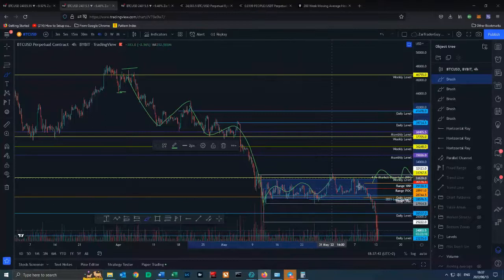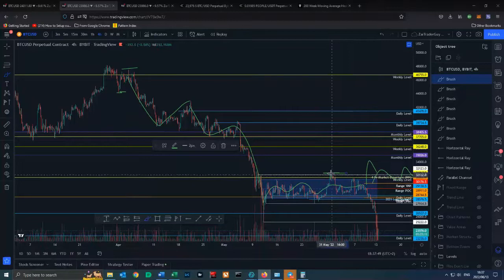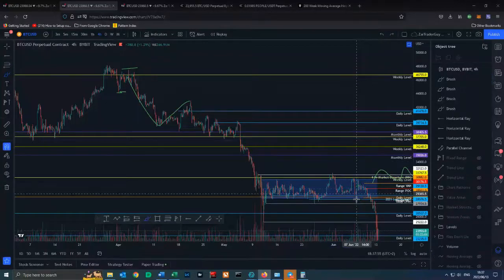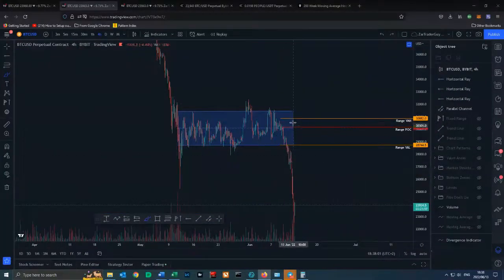So if we'd reclaimed this, we would have broken that previous high, I suppose, and made a higher high. But obviously that didn't happen in the market, and we broke down. So as you start trading more and more and looking at more of these things, you'll start seeing how important market structure is, these value areas and these ranges.